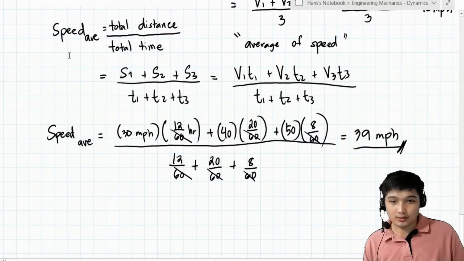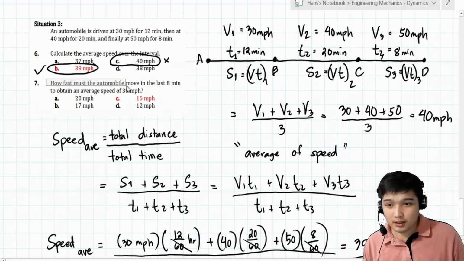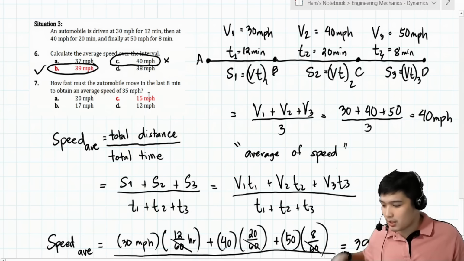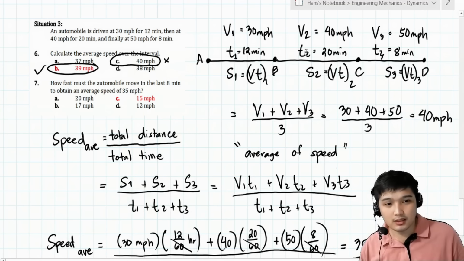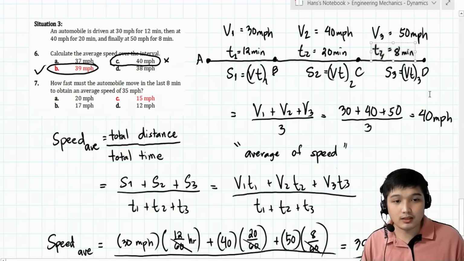Okay? So sana gets. So the next question is what? Madali na lang to, no? Backstop na lang to. So how fast must the automobile move in the last 8 minutes to obtain an average speed of 35 miles per hour? So kung gusto niya daw na yung average speed ay 35 miles per hour, ilan daw yung magiging dapat na velocity niya or speed niya for the last 8 minutes? Nasaan ba guys yung last 8 minutes? Ito ba yun guys? Ayan yun, no? Last 8 minutes. So try natin.